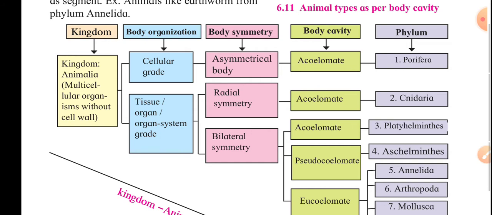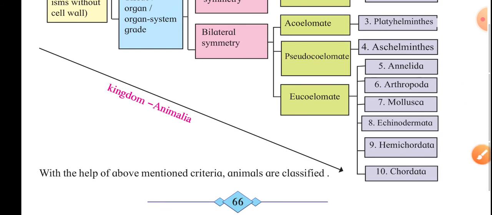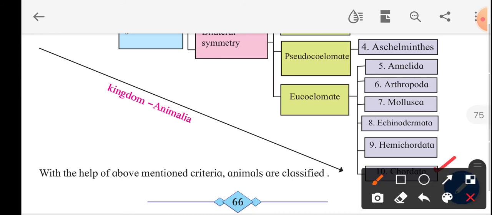Let's see how they are classified. Kingdom Animalia is classified into the cellular grade and the tissue, organ or organ system grade. The cellular grade is further classified as the asymmetrical body, acoelomate, and then Porifera. The tissue, organ or organ system grade is further classified as radial symmetry and bilateral symmetry. Radial symmetry is acoelomate, which is further the phylum Cnidaria. Then the bilateral symmetry is acoelomate, pseudocoelomate and eucoelomate, and they are further classified into different phyla: Platyhelminthes, Aschelminthes, Annelida, Arthropoda, Mollusca, Echinodermata, Hemichordata, and the last one, Chordata. So these are the different phyla under the kingdom Animalia.